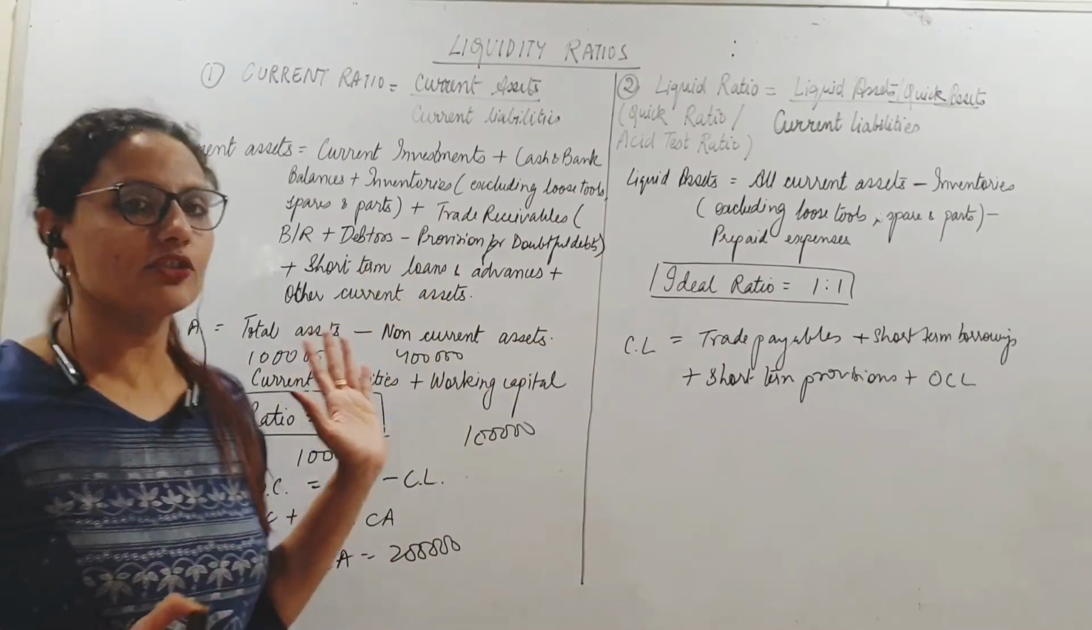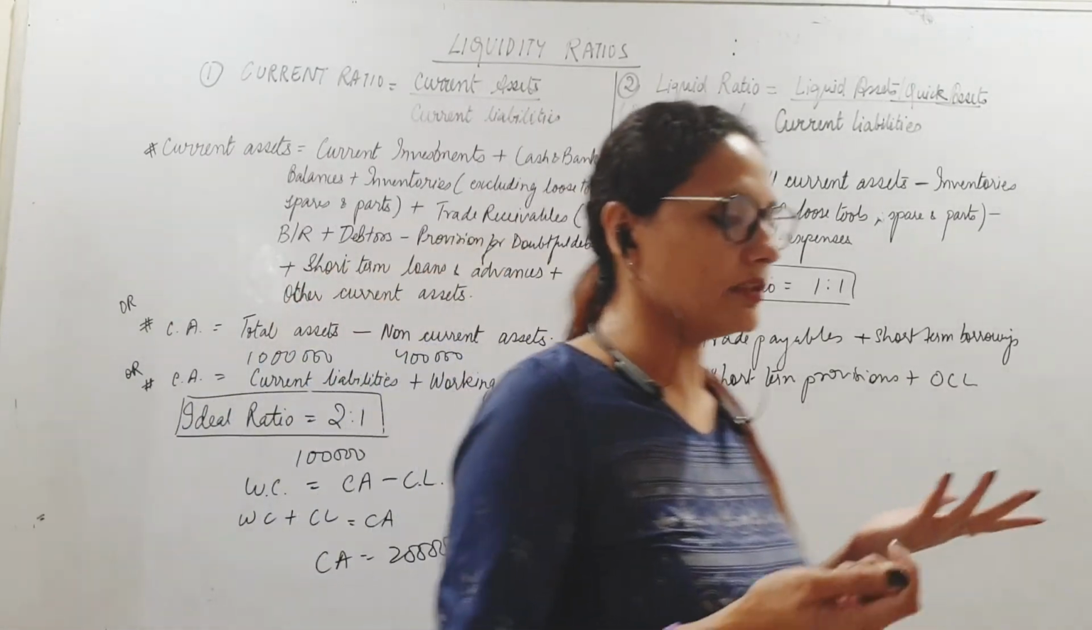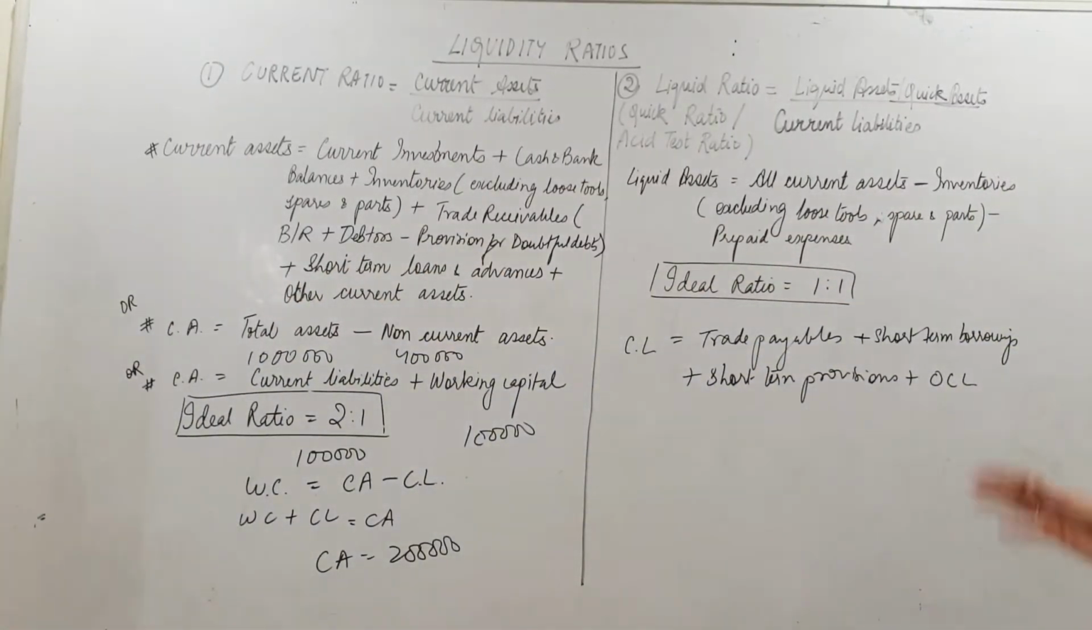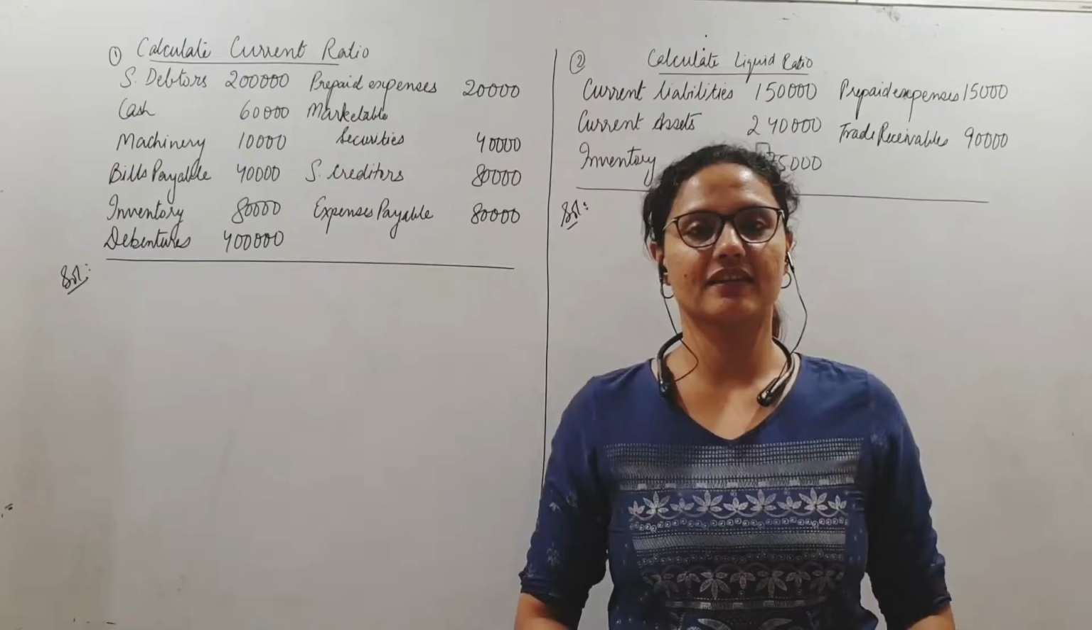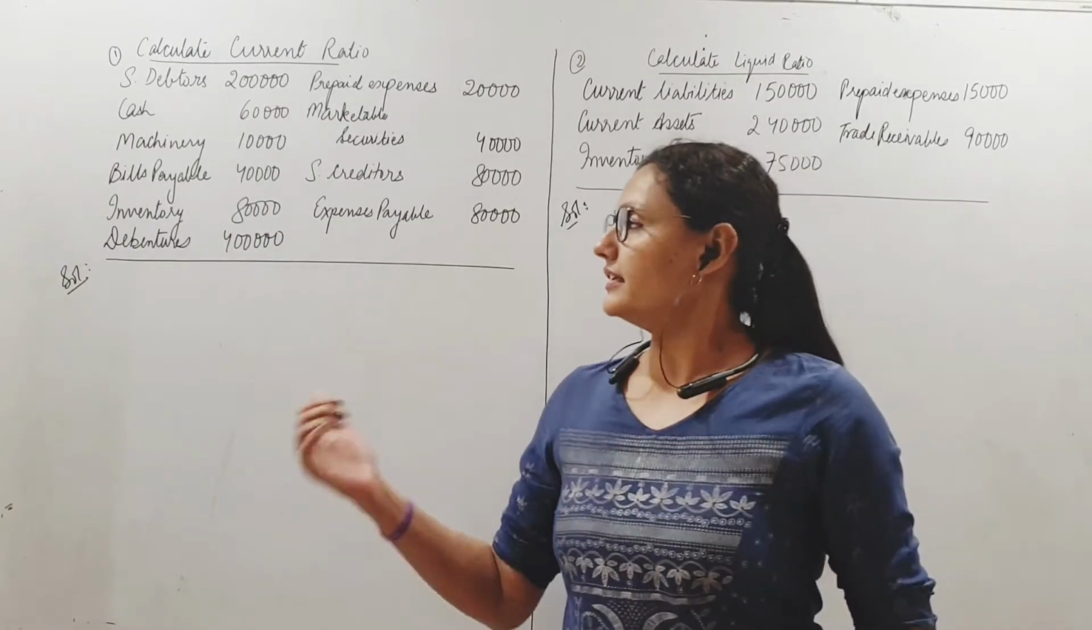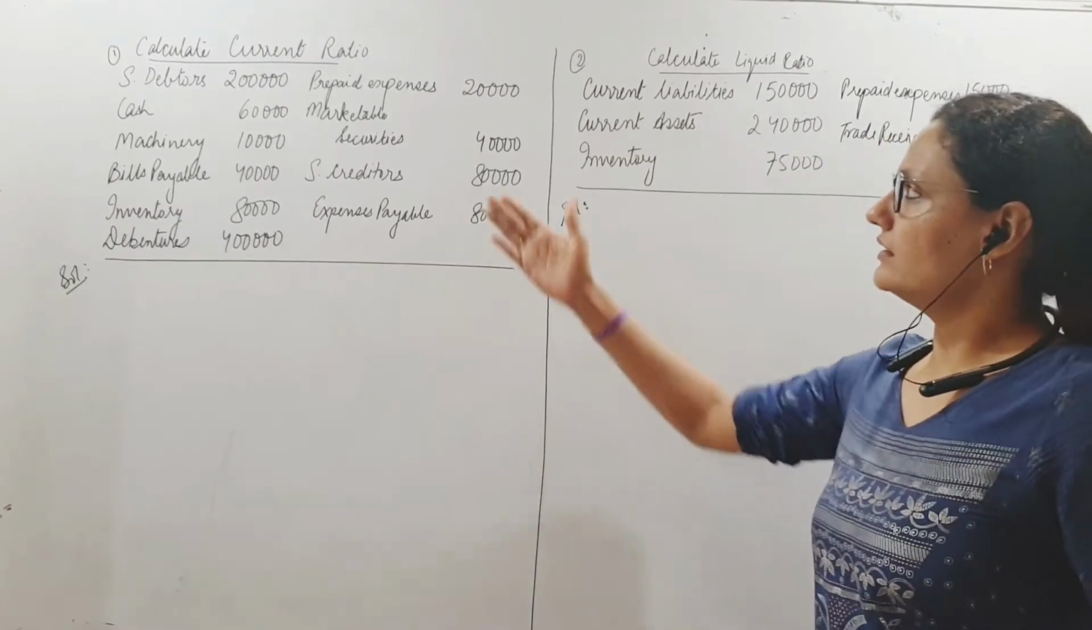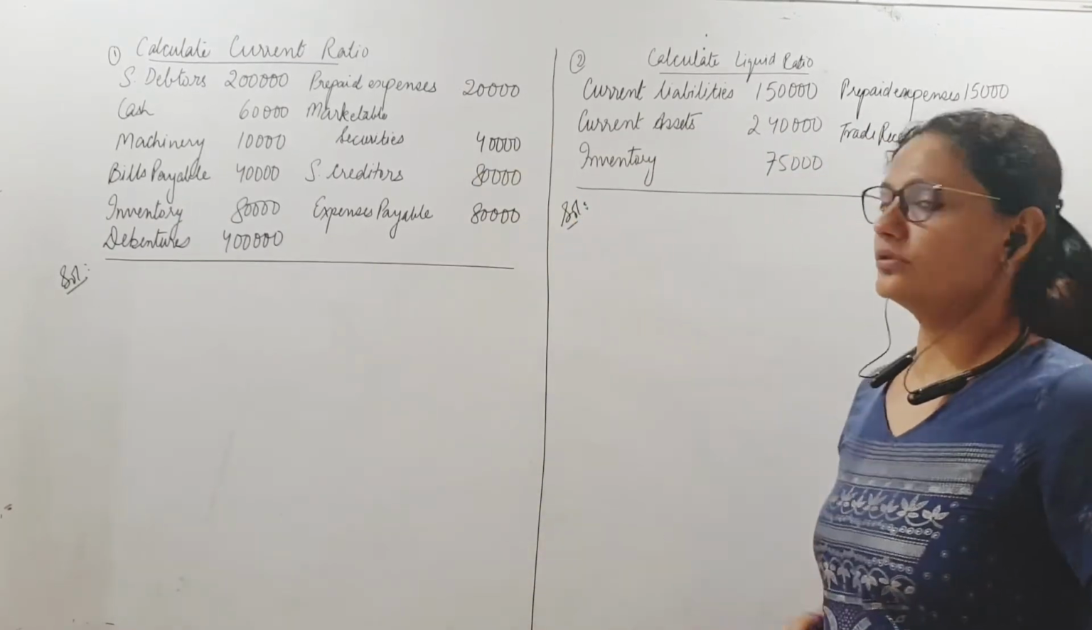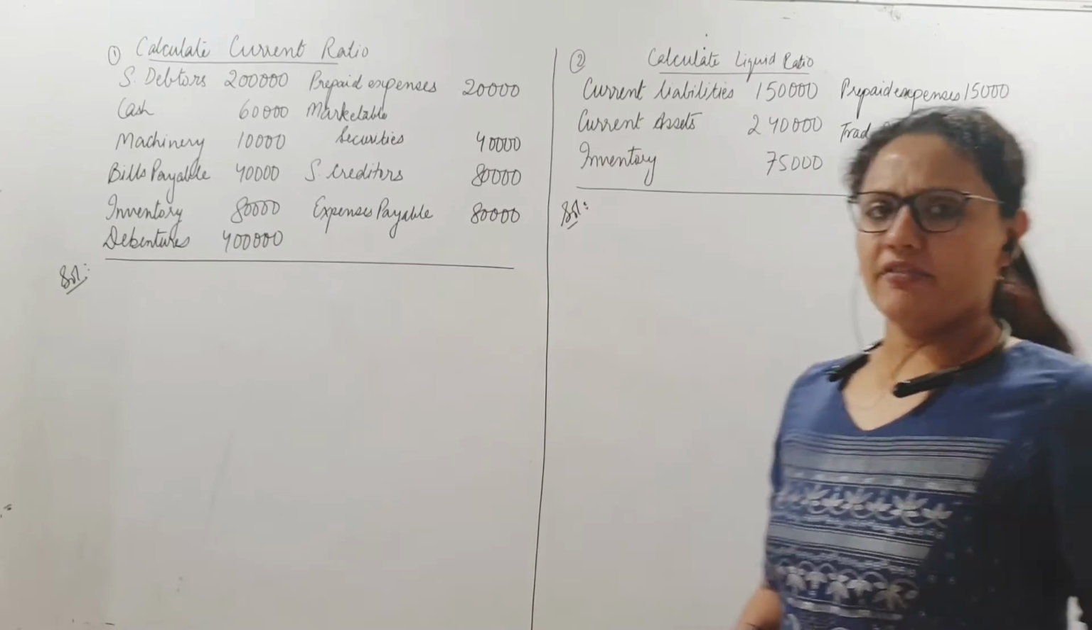So this is as far as your ratio is concerned, what to include, what not to include. I hope this entire picture is very crystal clear to you. Alright, here is the sum. 1. To calculate current ratio. 2. Liquid ratio. These are the very basic sums.